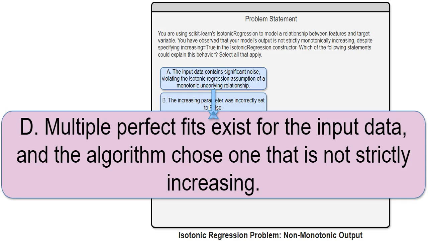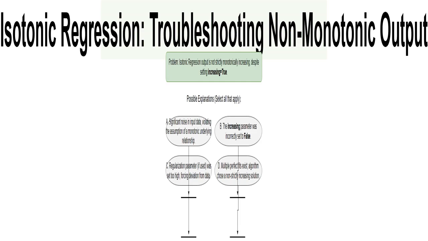Sometimes, multiple solutions exist that perfectly explain the data. The algorithm may choose one that isn't strictly increasing, even though other solutions exist that would be. It's like choosing one path from several equally good paths, and that chosen path might have a tiny dip in it.